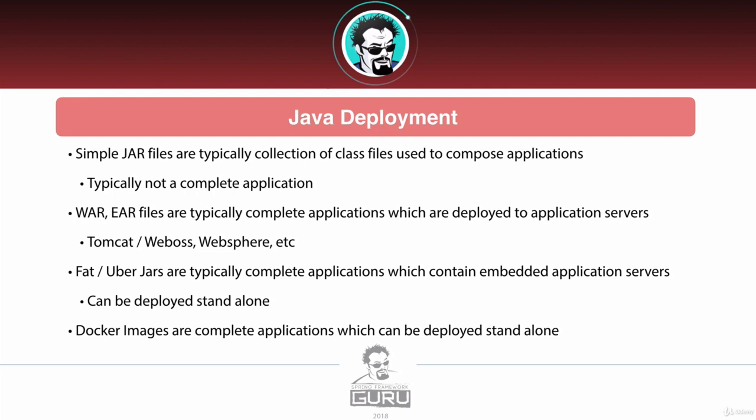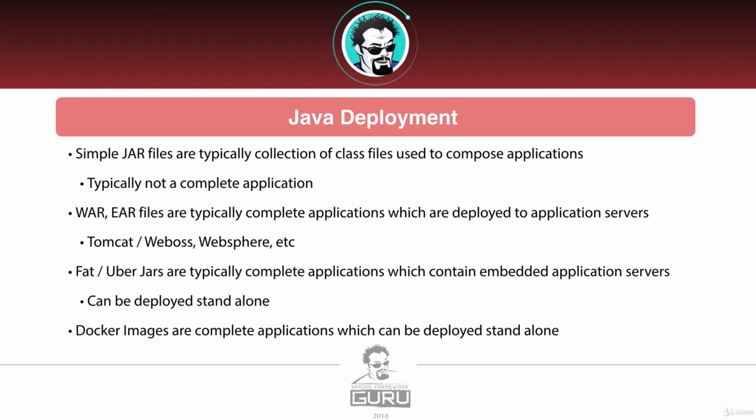EAR and WAR files are typically complete applications. So the file is called a deployment artifact, and this artifact file is going to be deployed to some type of application server such as Tomcat, JBoss, WebSphere. So a lot of the big old application servers. These are going to be existing application servers that the file is actually deployed to. These servers have consoles and deployment tools and whatnot, so a number of tool sets around that. And this is kind of older school type stuff, more traditional Java.